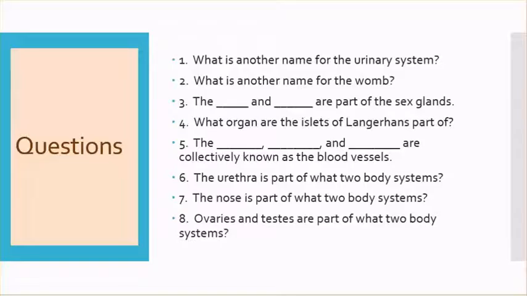Number 5, the blank, blank, and blank are collectively known as the blood vessels. Number 6, the urethra is part of what two body systems? Number 7, the nose is part of what two body systems? Number 8, ovaries and testes are part of what two body systems?